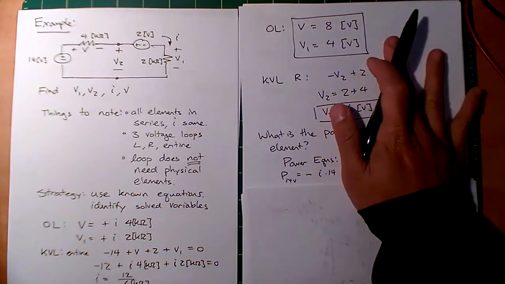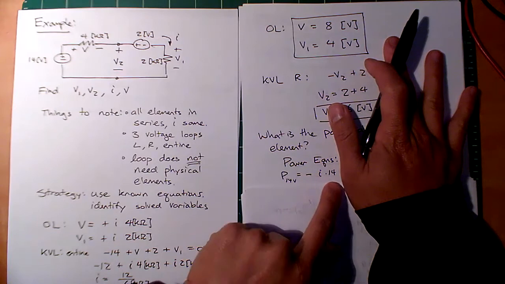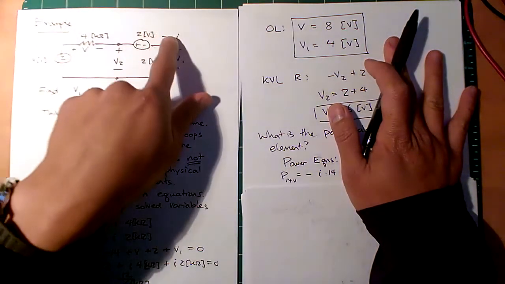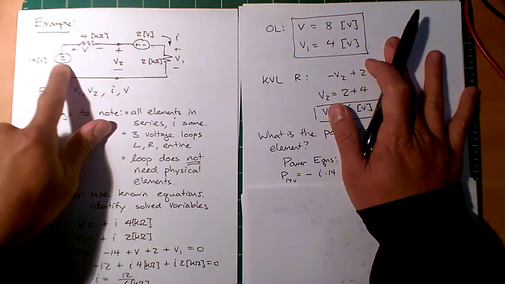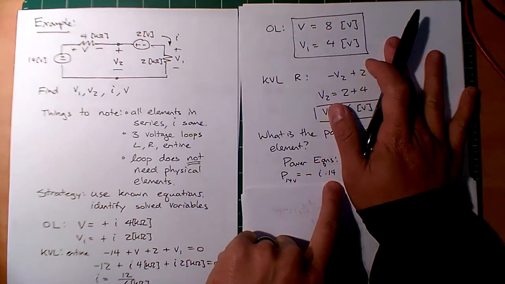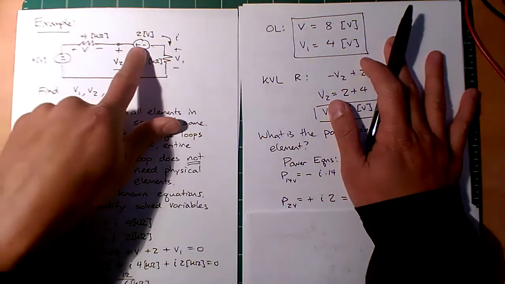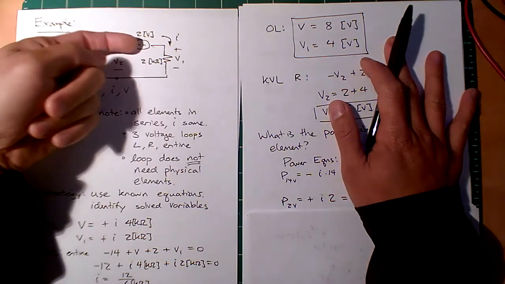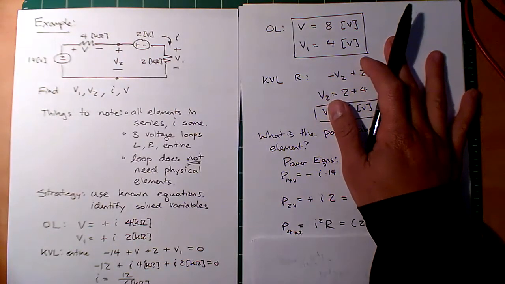Well, we can walk down the list for the 14 volt here. P is negative I times 14. Why negative? Well, if we follow that passive sign convention, look at that I, it hits the negative terminal, so negative. So that's negative I times 14, good. We go to the next one. For the 2 volt, the other source, I hits the positive terminal, so I times 2, good. Okay, we go to the next resistor.